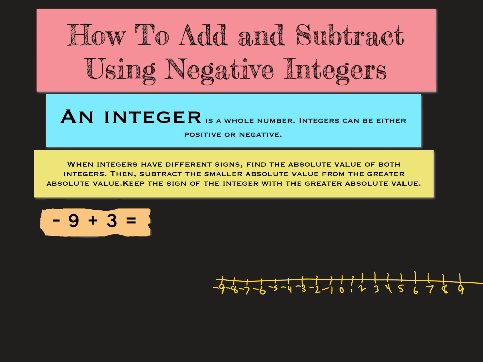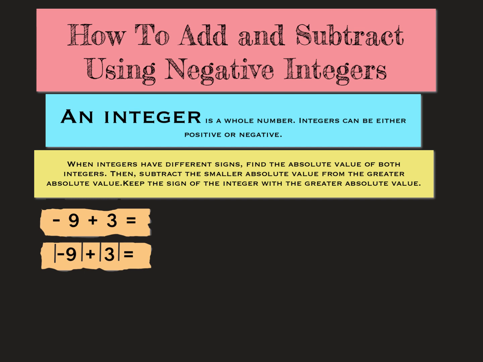All right. And then we want to do the same thing for +3. What is the absolute value for +3? We start at 0, 1, 2, 3. And so the absolute value for +3 is 3. Again, the absolute value for -9 is 9. And the absolute value for 3 is 3.